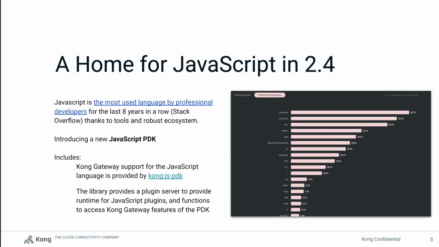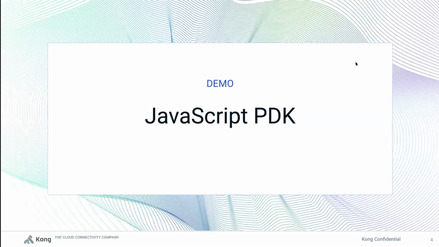In 2.4 of the Gateway, we introduced our first release of the JavaScript PDK, or Plugin Development Kit. This enables developers with a powerful new superpower: the ability to build plugins using JavaScript. The Gateway support for JavaScript is provided by our Kong JS PDK, which can be found at the GitHub link on the slide. It includes a plugin server, provides a JavaScript runtime for your plugins, and gives you access to the Kong Gateway features of the PDK. We also have posted there a helpful example to get you started. In this technical demo, we just want to take a minute to walk you through getting started with an example JavaScript plugin. With that, I'd like to turn it over to you, Guilherme.